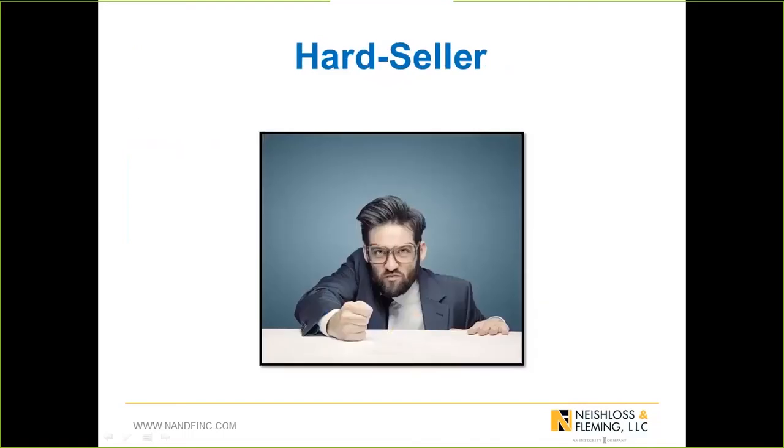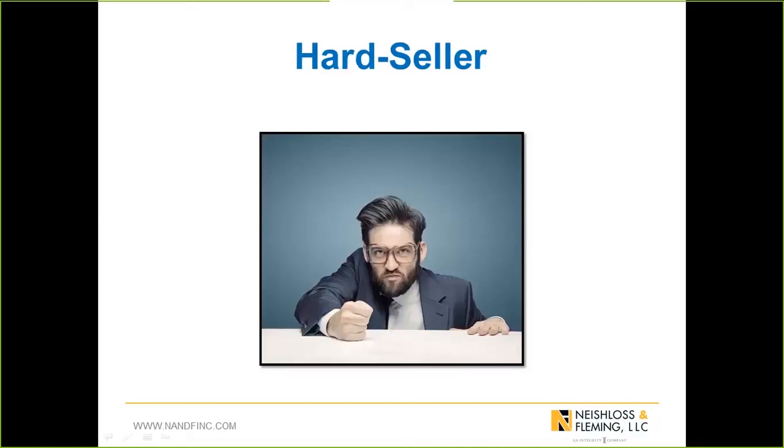Now, the hard seller. You don't really want to be a hard seller. Typically in the business, they're described as scaring the prospect into buying. The hard sell approach is what gives salespeople a bad reputation. Hard selling involves getting someone to buy a product even though they don't want or need it.